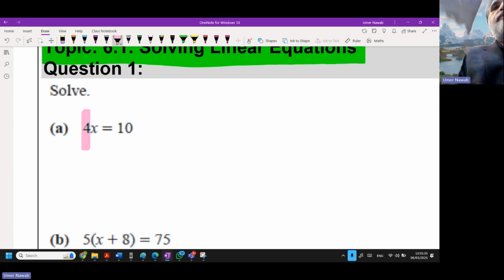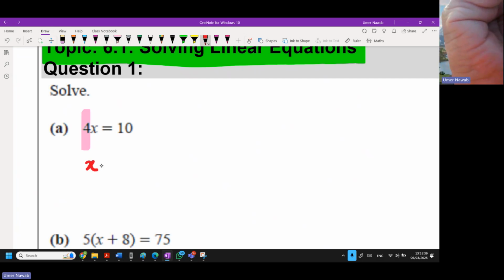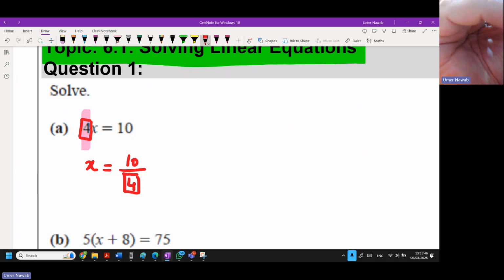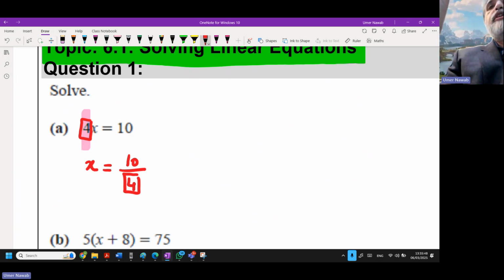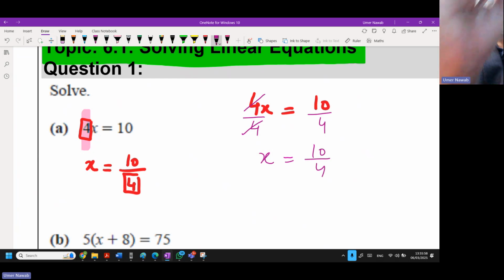So 4 is multiplying, so I'm going to send the 4 to the other side. So x is equal to 10. Remember, this 4 is multiplying here, and now 4 will go to the denominator. Some teachers solve these questions like that. They say divided by 4, and now the 4 cancels. It is the same thing, 10 over 4.